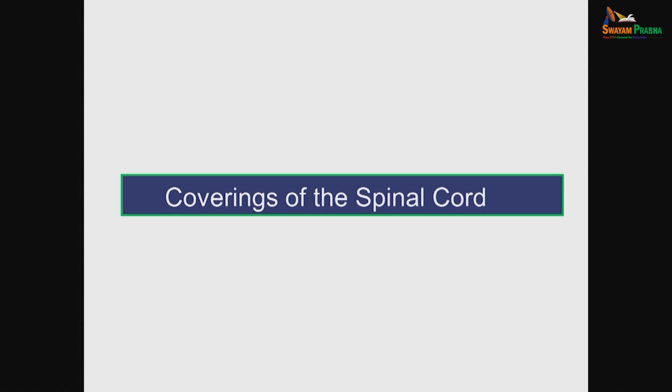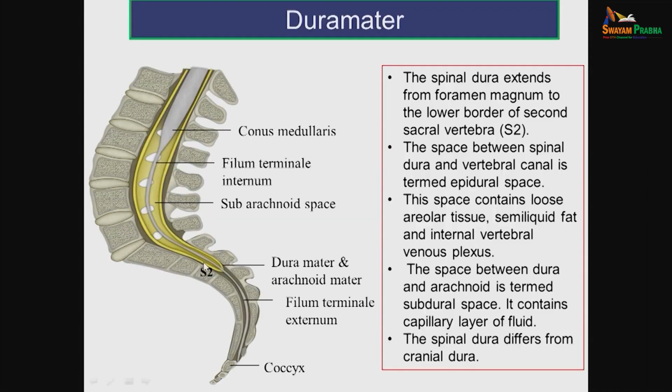Coming to the coverings of the spinal cord, which I will be briefly describing. From this picture, you can note that from outside inwards, there are 3 coverings. Outermost will be the dura mater. Next layer will be the arachnoid mater. Innermost, closely investing the cord, will be the pia mater. So, from outside inwards: dura, arachnoid and pia mater.